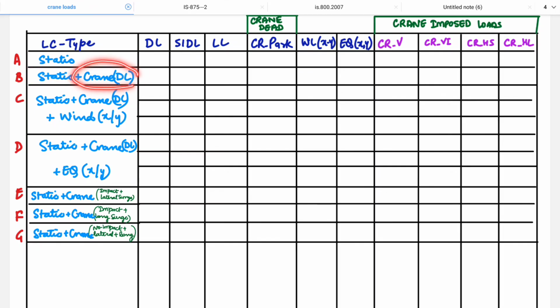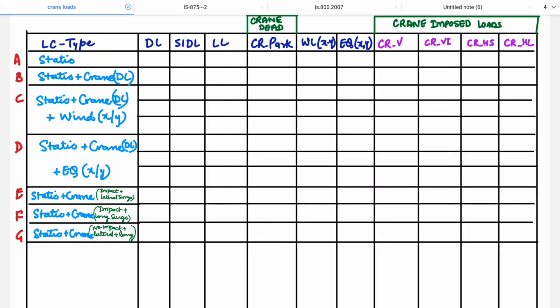So what is the crane dead load? CR park is crane dead. Whatever values we are assigning in the model as CR park, I'll explain just after discussing this table. CR park is nothing but the empty weight of your crane, and you count the number of wheels and assign per wheel the maximum load. There are 4 wheels. So if your crane has 4 wheels and your load is 150 kilonewton, your per wheel load will be 150 by 4, so it will be 75 by 2, approximately 37.5 kilonewton, right?